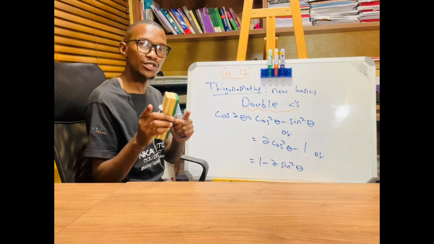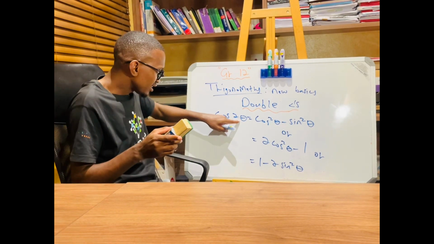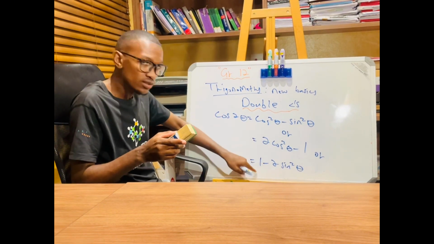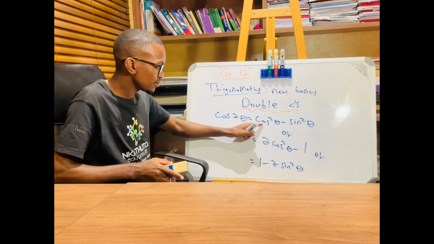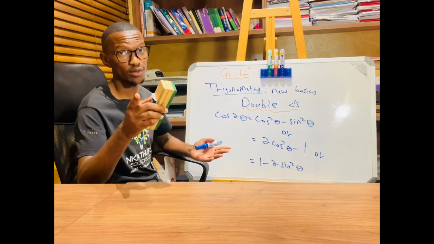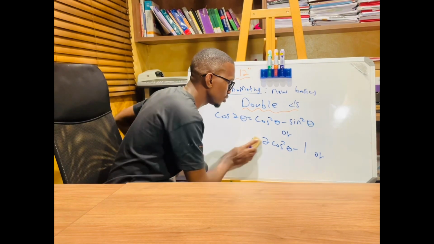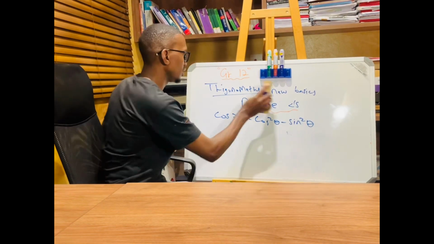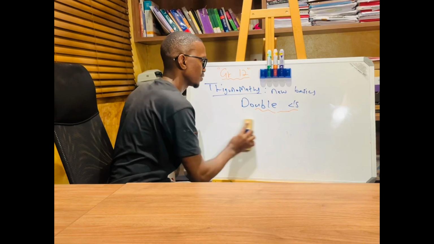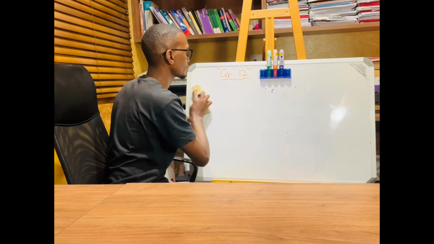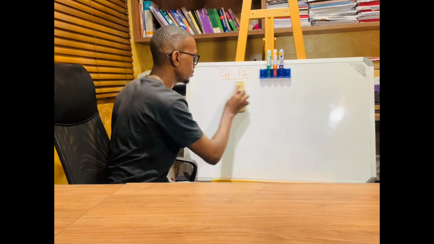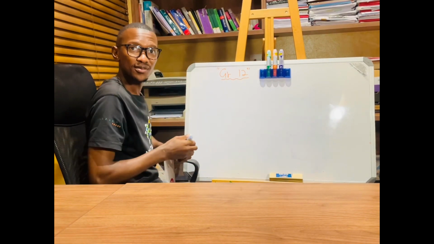Okay, let me prove to you guys that this can be equal to one of these. So if you want to prove that, you must know that this one comes here, and this one comes here. Which one must I start with? Okay, let me start with cos. Let me show you guys. Let me just erase here so that I have enough space.